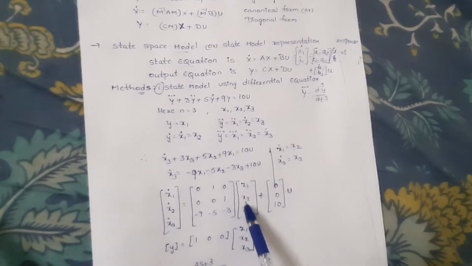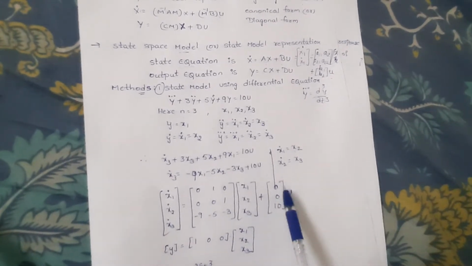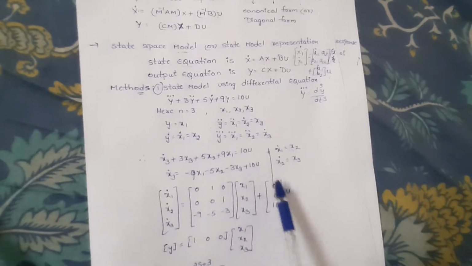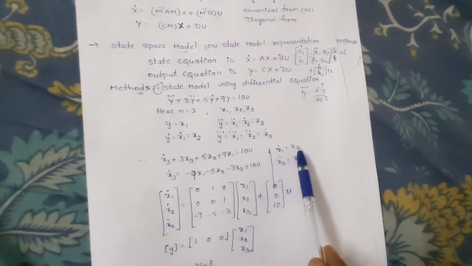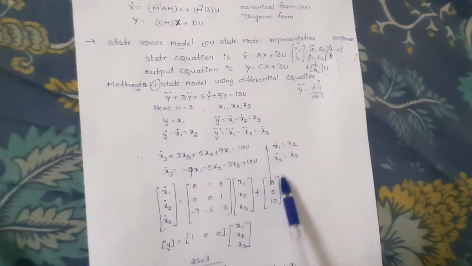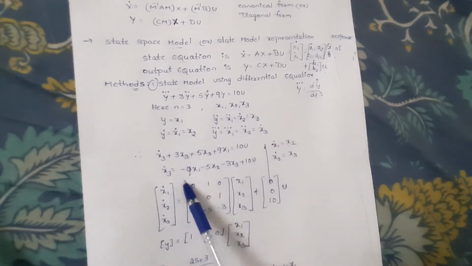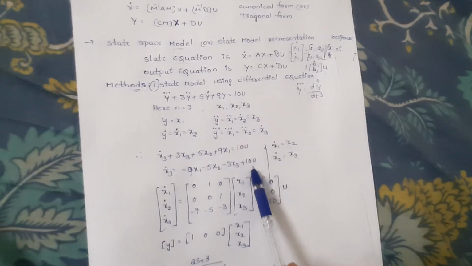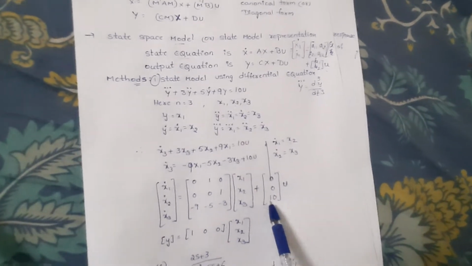Here it has x1, x2, x3 plus bu. So bu, u only. See, in x1 dot, do you have any term with u? No, 0. In x2 dot, any term with u? No, 0. And in x3 dot, do you have any term with u? Yes, there is 10. So you write 10.